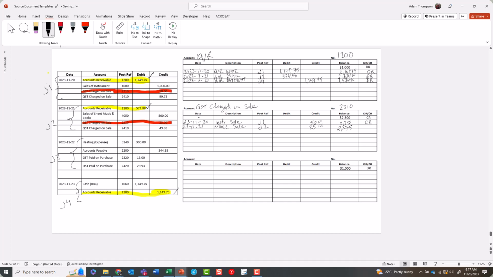Our second entry is also a credit. So you see now we have a liability of $23.75. So we owe the government $2,375 for GST that we charged on sales.